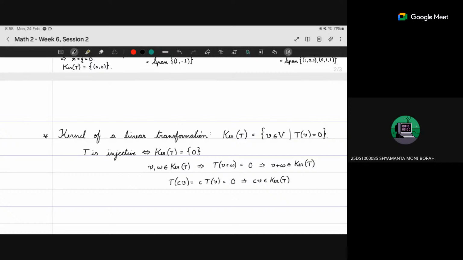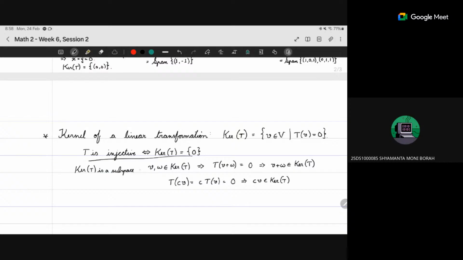Sir, since you have written that v and w belong to the kernel of T, so v equals w equals 0. That means in this case also v and w are 0 only, right? No. This is a separate statement. This is the proof of why kernel T is a subspace.